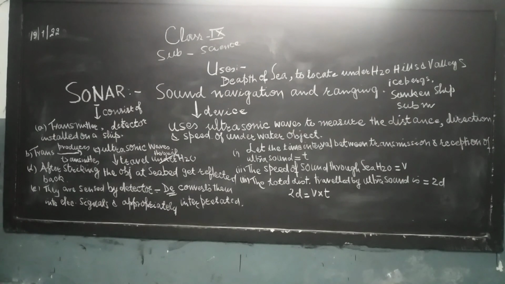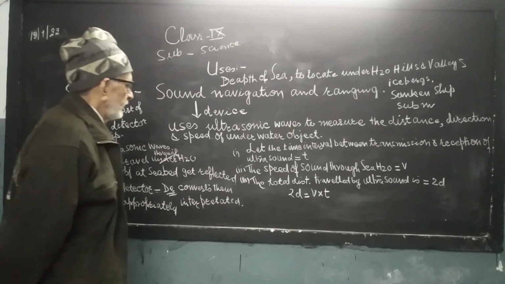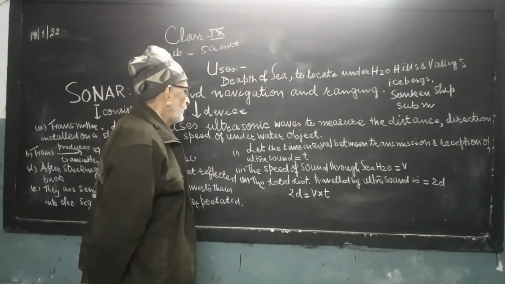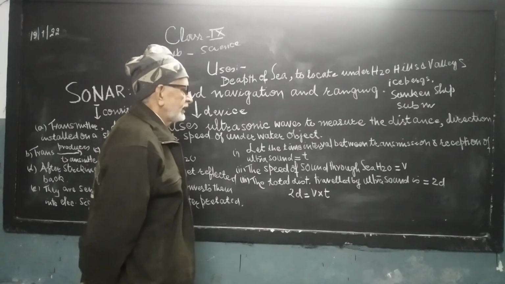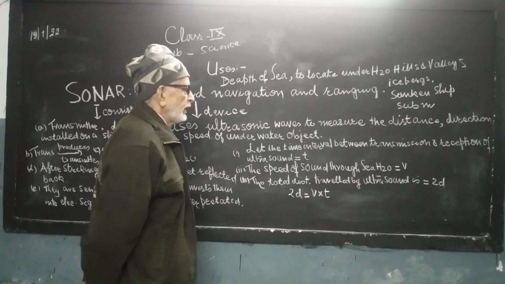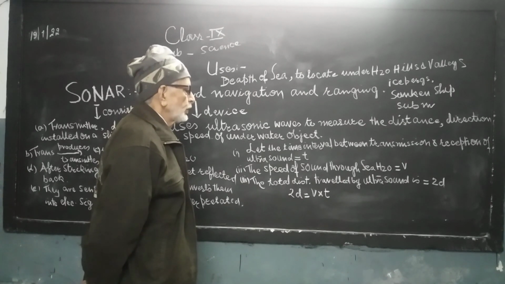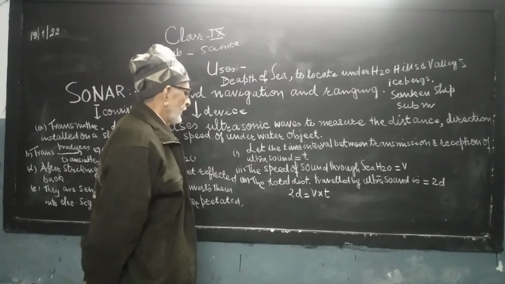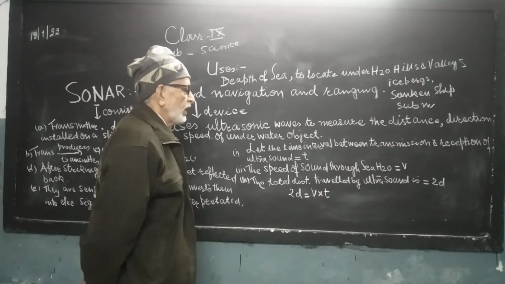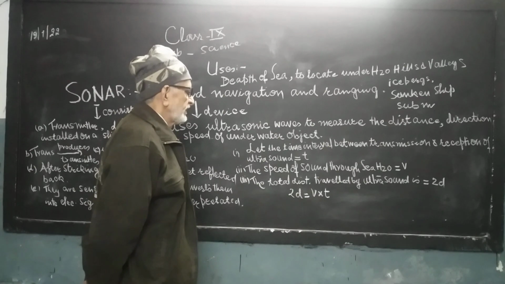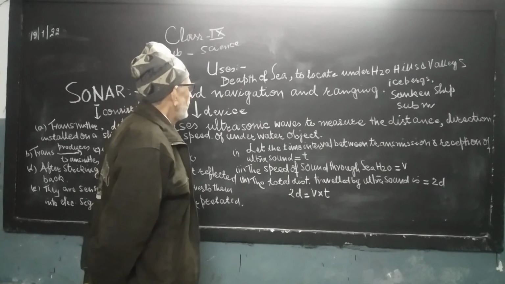Next heading is calculation. It has three parts. First one, let the time interval between transmission and reception of ultrasound be t. Second point, the speed of sound through seawater is v. The total distance traveled by ultrasound is 2d. Then 2d is equal to v into t.